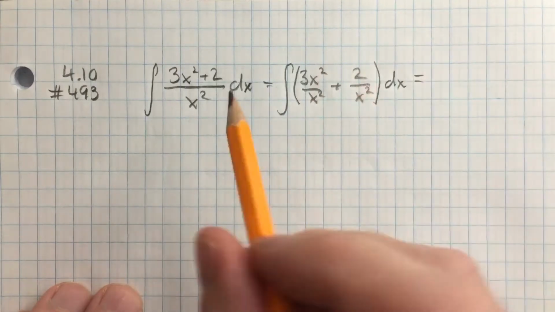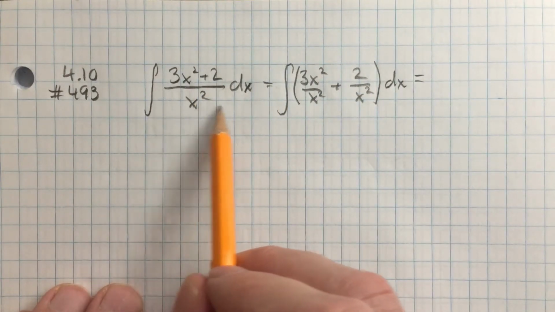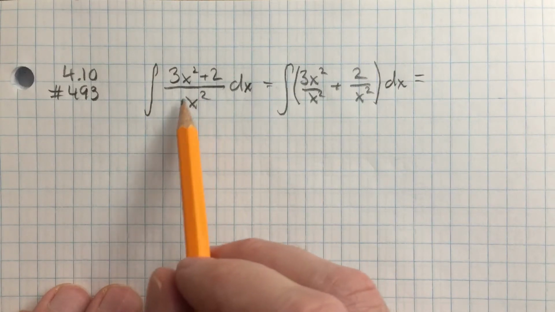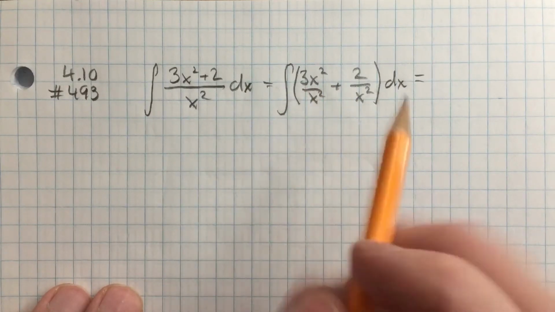And again, this is a common thing to do whenever the denominator is a monomial. If this had been a binomial, right? Something plus something or anything like that. This would be much more challenging. But anytime it's a monomial, I should start looking at this kind of methodology, right? Splitting it up.